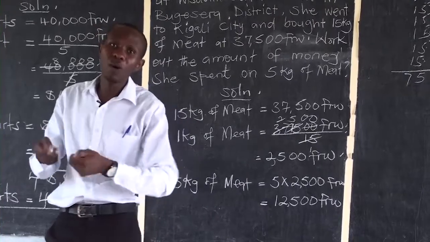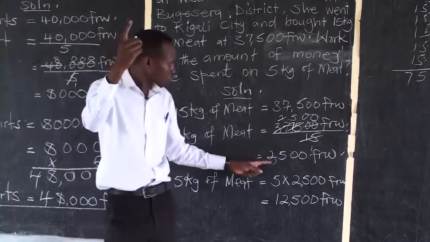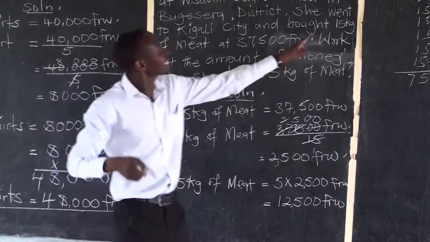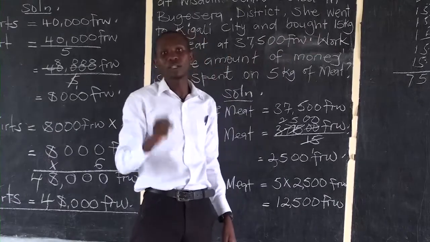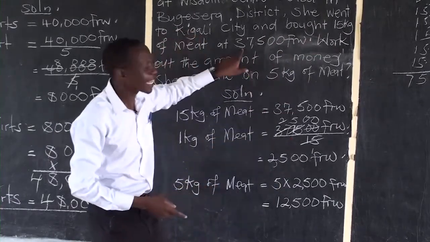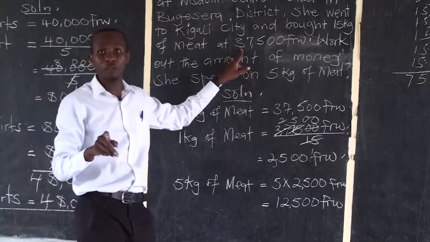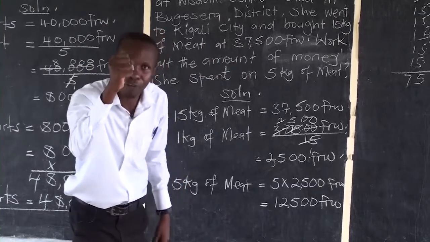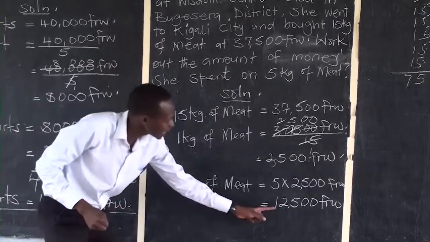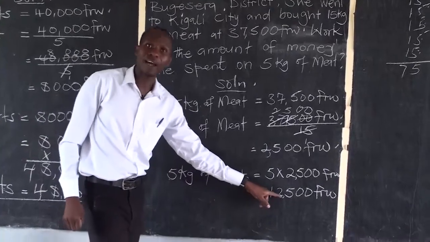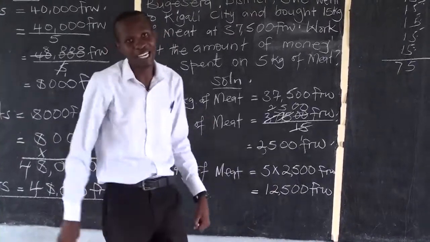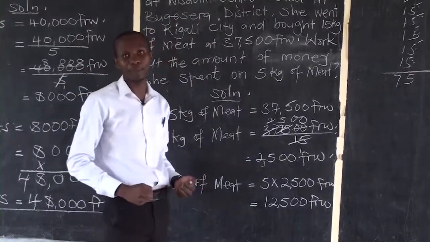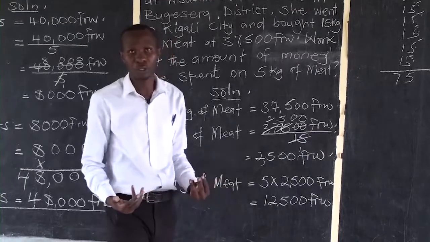If you want to buy only 1 kilogram of meat, you'll spend 2,500. If you want to buy 15 kilograms of meat, you will spend 37,500. But the person who wants to buy only 5 kilograms will spend 12,500. That is for five. And the question wanted us to tell them, how much can you pay for 5 kilograms? Which we have now worked out.